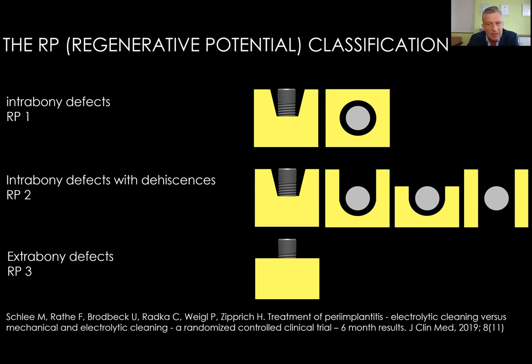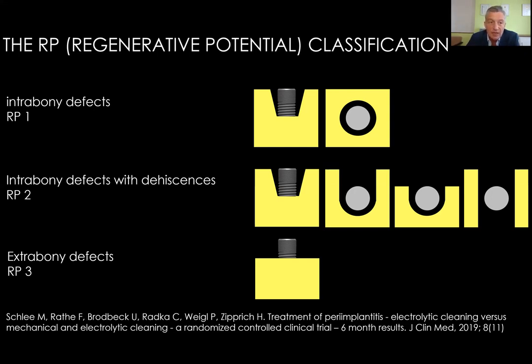Now we have to decide which implants we should treat and which implants we should still remove. You all know Frank Schwarz's classification, which is based on observation of typical defects. Now, having for the first time a treatment modality which allows reosseointegration, I guess we need a new classification. So we defined the RP classification, which is based on the regenerative potential of a defect.